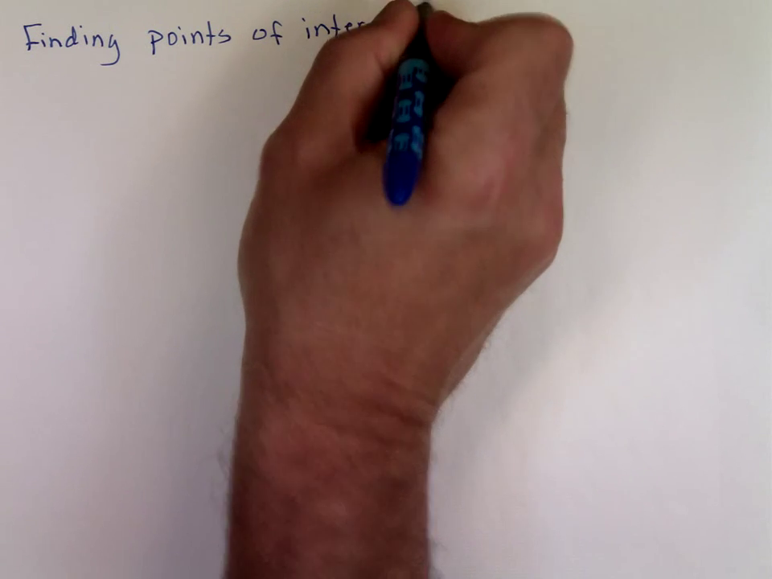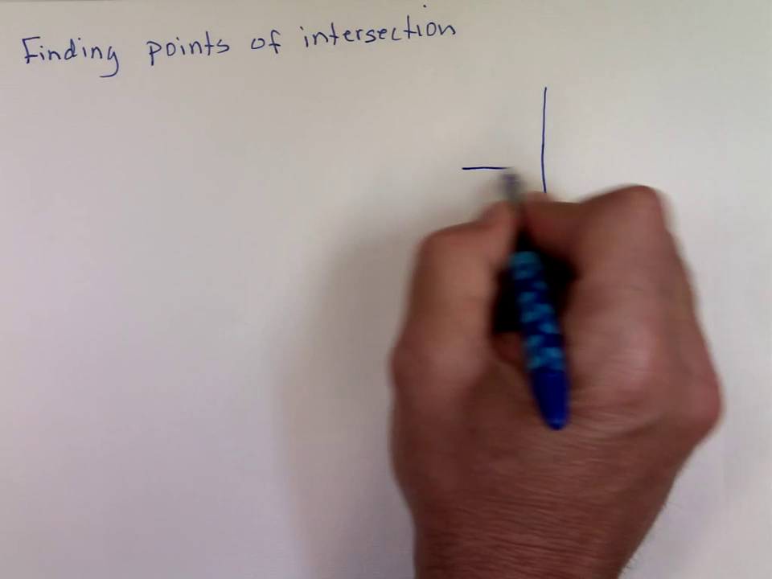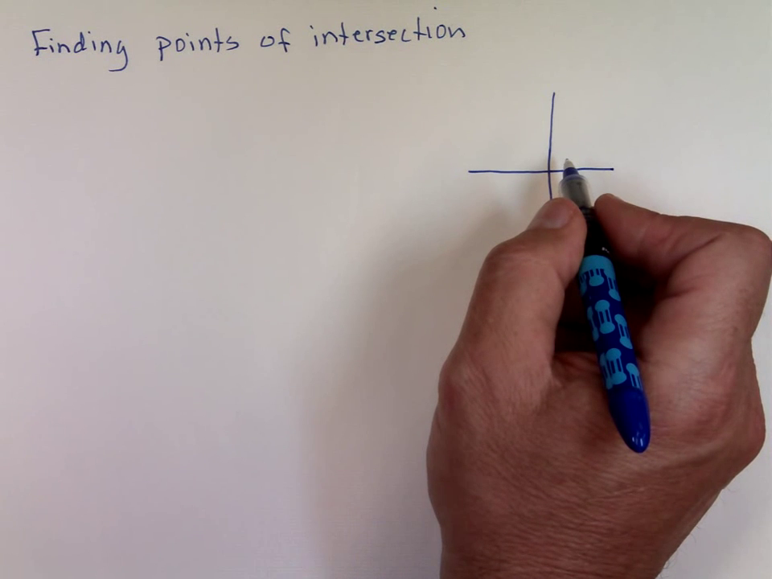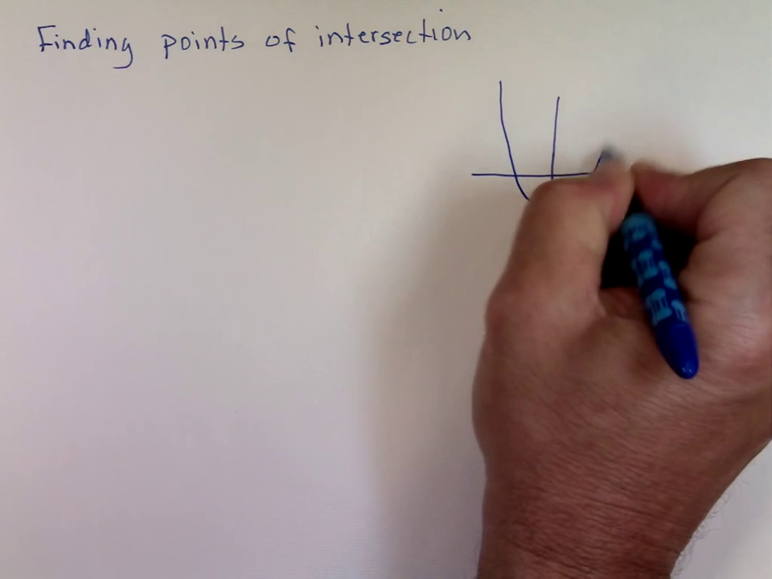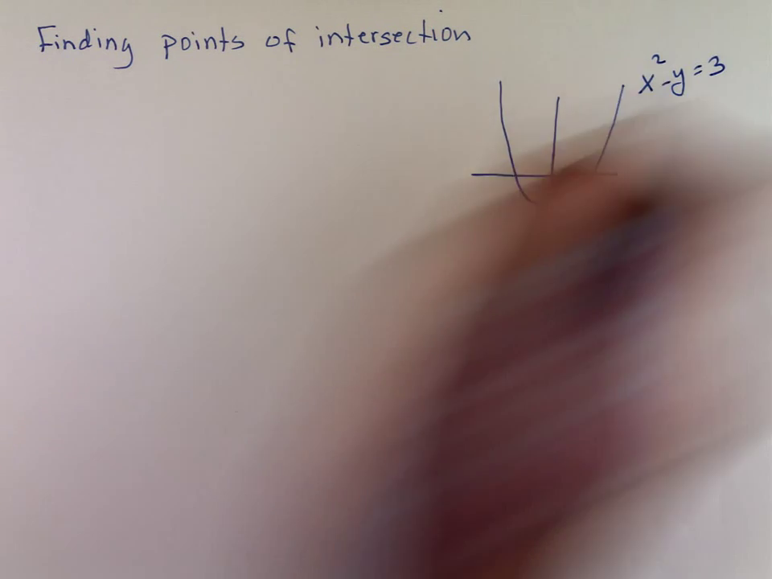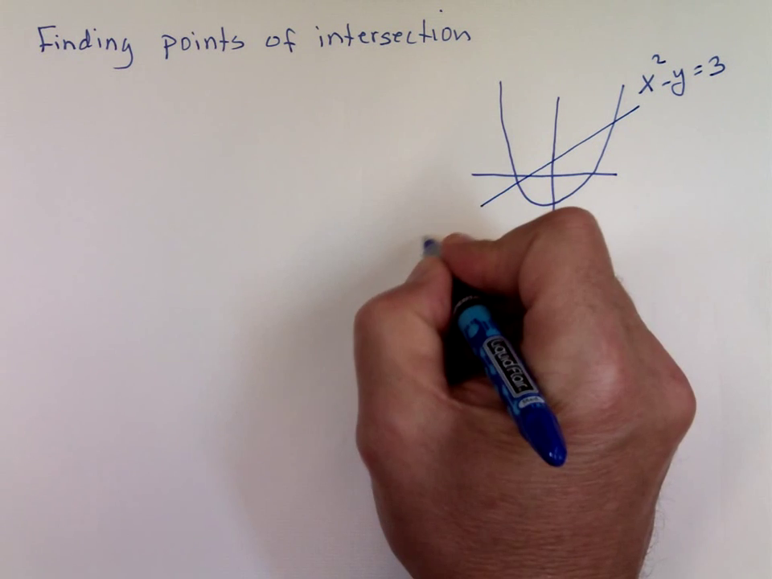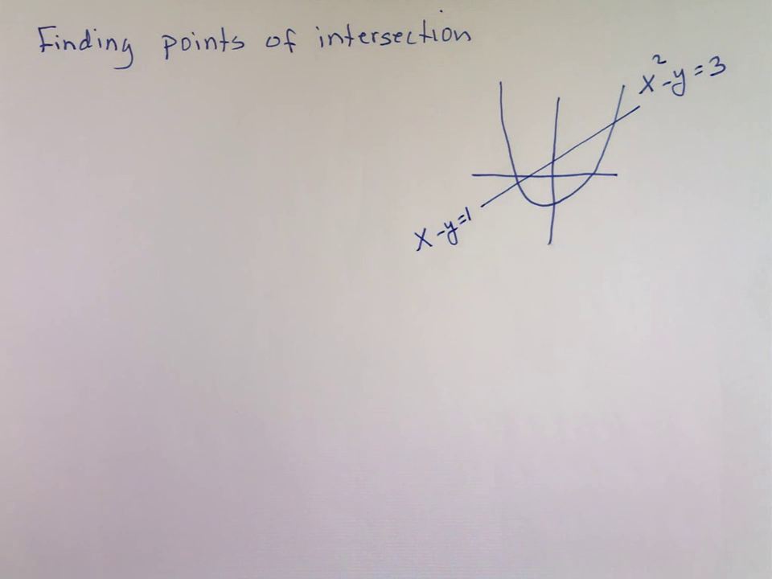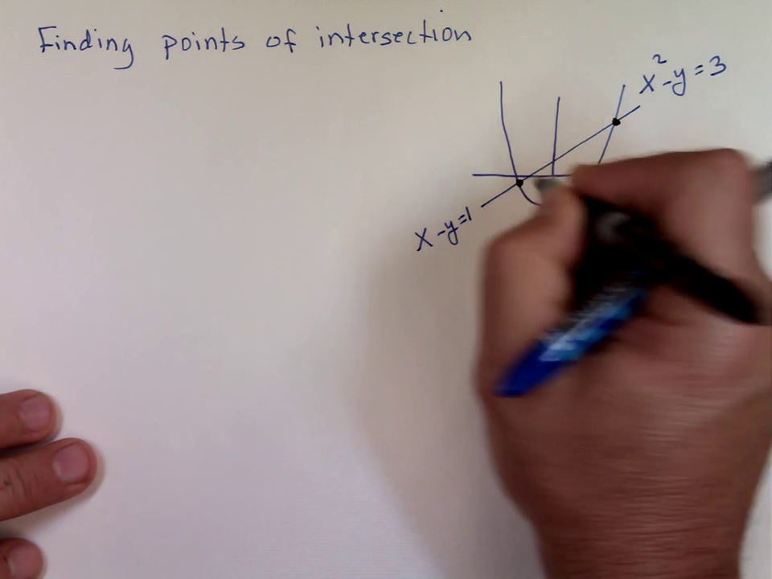An example, let's say I have this graph here. Two graphs. One of them is, I don't know, I'll be a little cute with it. I'll call this x squared minus y equals 3. And the other one, I have this one, which is x minus y equals 1. And I want to find out where do they cross each other. From the picture, it looks like right here and right here. What is the x value and the y value?